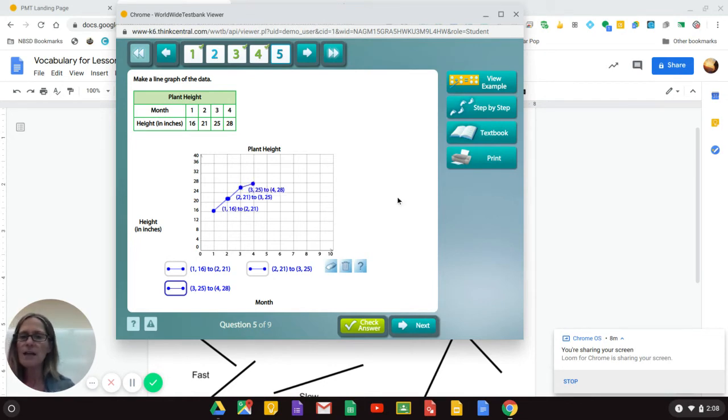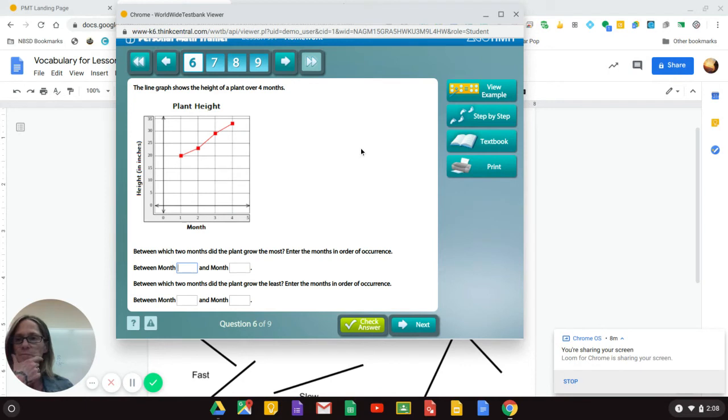Okay, nice. Now, which month, between 1 and 2, 2 and 3, or 3 and 4, did I have the least amount of growth in height? Nice. Good job, you guys. It was between months 3 and 4 that there was the least amount of change. Great. Let's look at the next one.